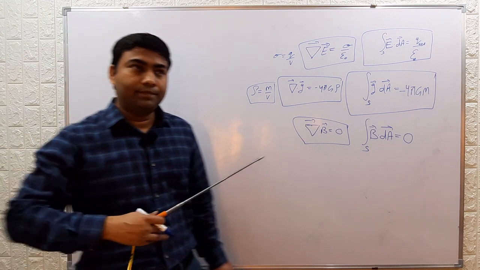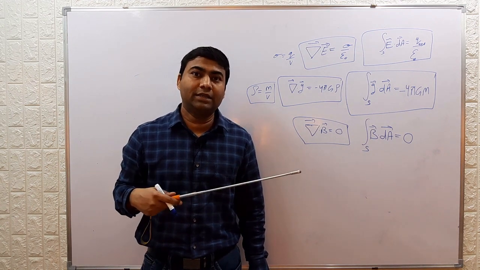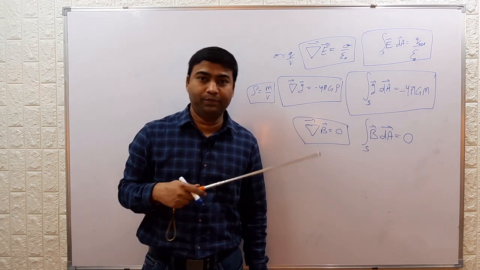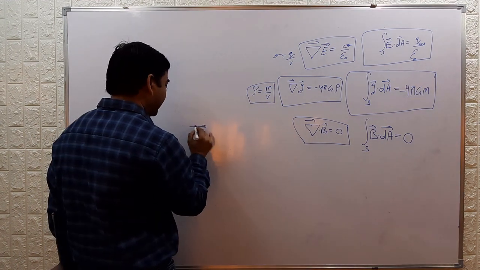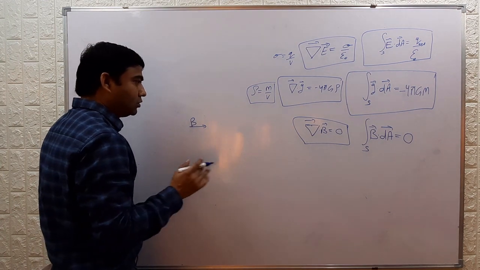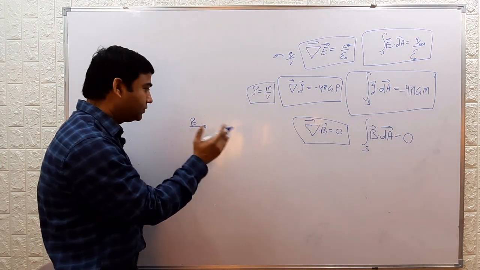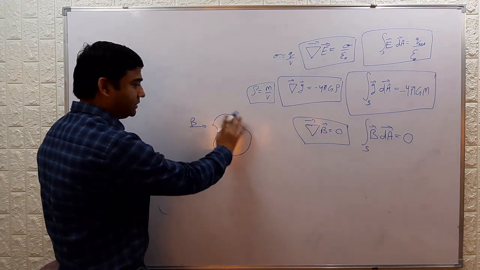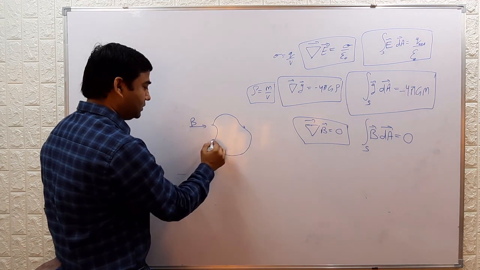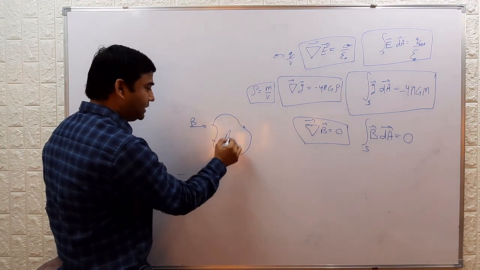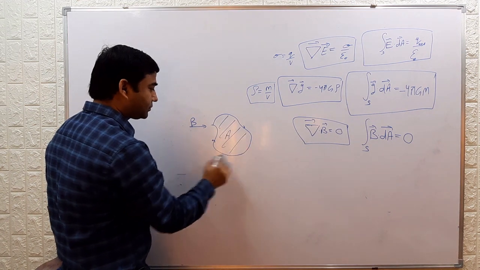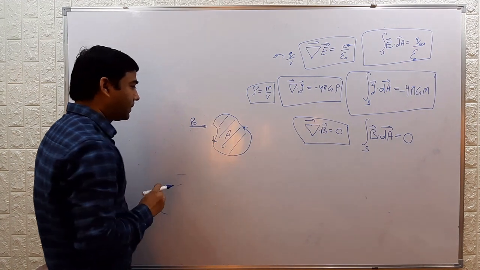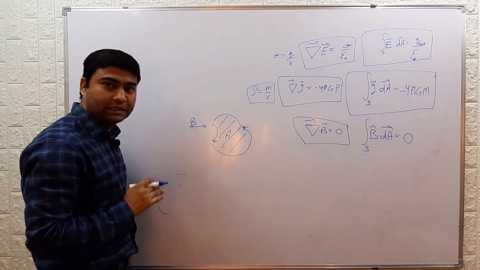Now we will understand how Stokes' law is used in the form of Ampere's law. This is a magnetic field. So we have written Stokes' law, and this is a boundary. This is a boundary path, and the area bounded by this boundary is A. This is a path, and a magnetic field is existing in this region.